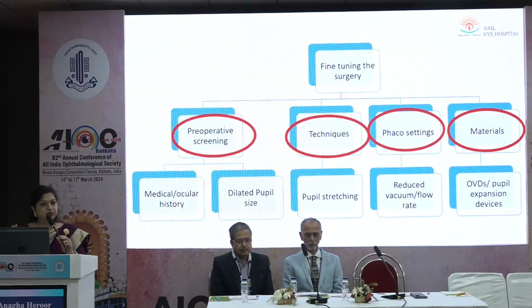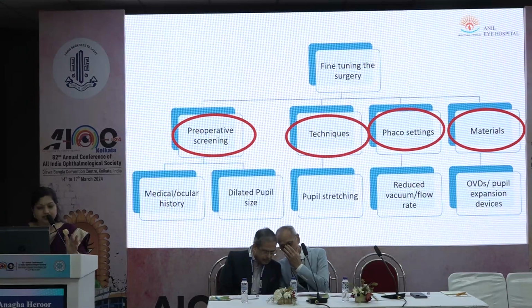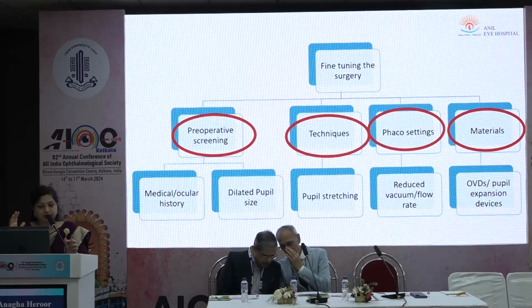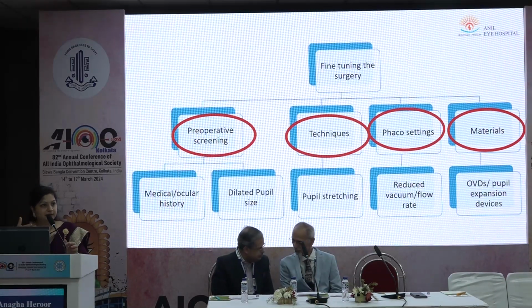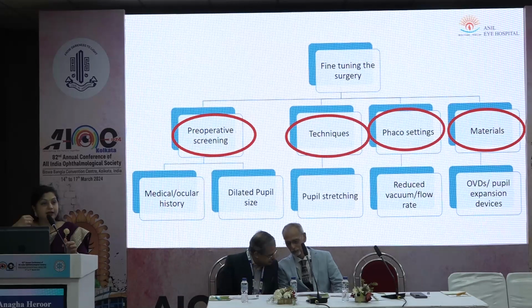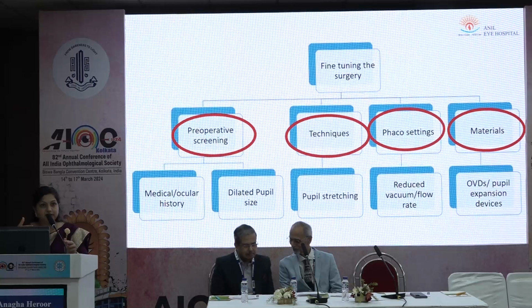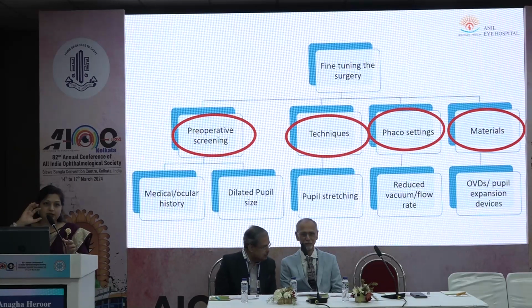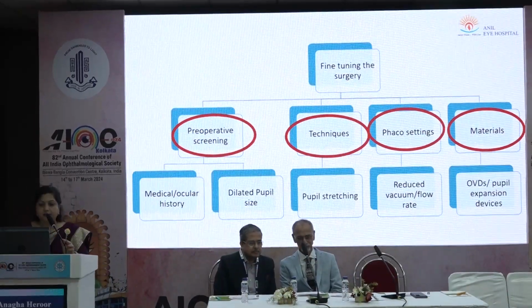So how do you fine-tune your surgery? It all begins with the preoperative screening. When you see the patient on slit lamp and you see a small pupil, immediately it should strike you as to what the plan is going to be for this patient. So you ask about medical history, whether the patient has any prostate issues, whether there is any ocular history, whether the patient has been using anti-glaucoma medications like pilocarpine for many years, and try to gauge the pupil size and its maximum dilated position so that you can plan beforehand.